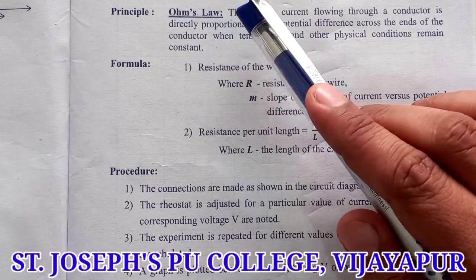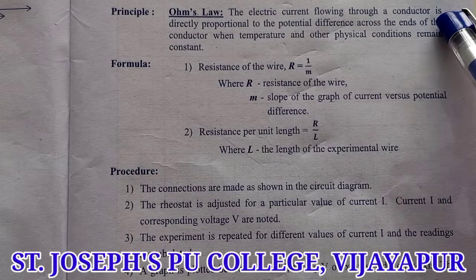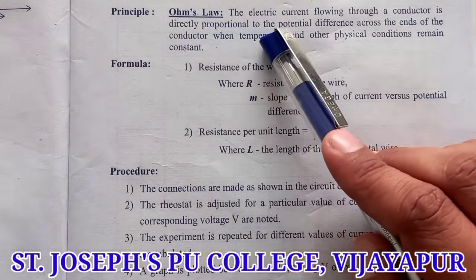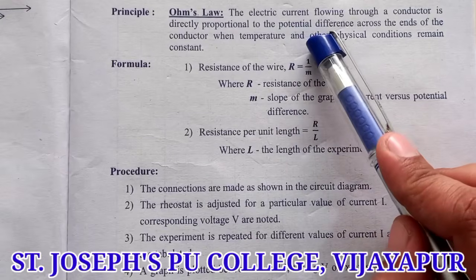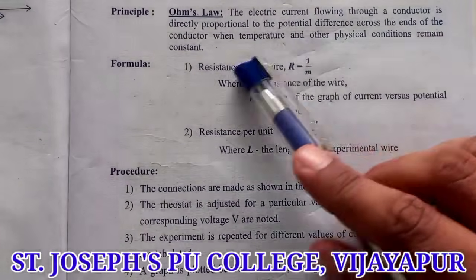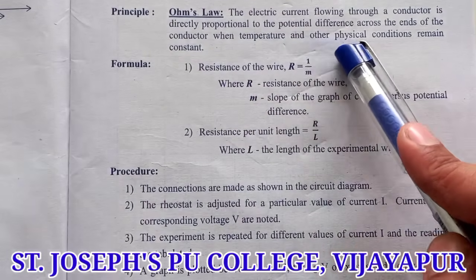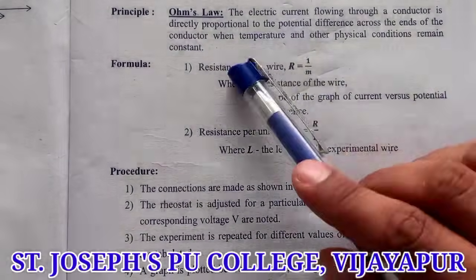Ohm's law states that the electric current flowing through a conductor is directly proportional to the potential difference across the ends of the conductor, when temperature and other physical conditions remain constant.